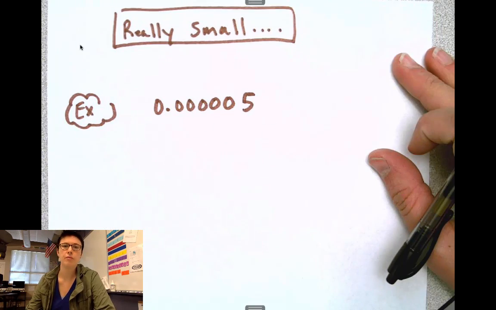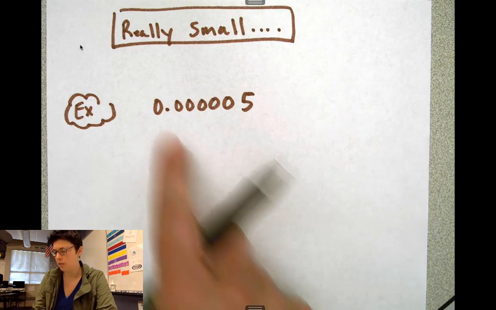Let's go the other direction now. How do we do really small numbers? So here's an example of a really small number, 0.000005.